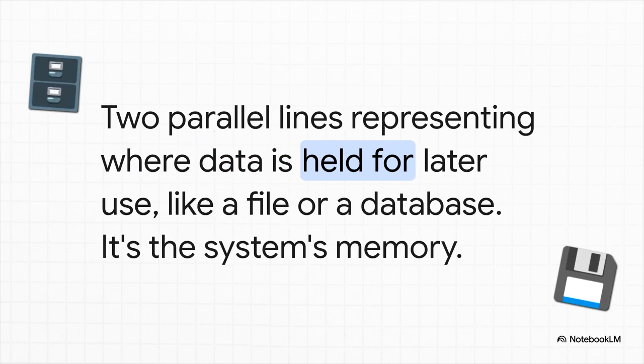Right. And next, you've got the data store. So if a process is the action, the data store is the memory. It's shown as 2 parallel lines, and you can just picture it as a digital filing cabinet or a big customer spreadsheet. It's where data just hangs out, waiting for a process to come and grab it.